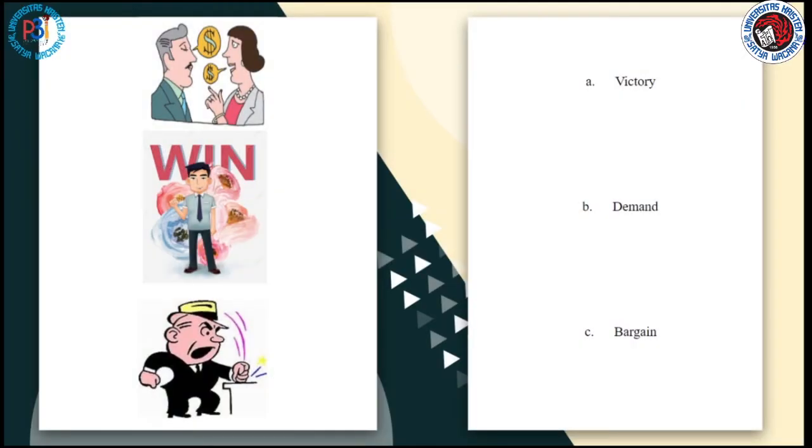Okay, the first thing first, we are going to do a matching game. You can match the picture with the answer on the right side. I'll give you some time. Okay, so the first one, the answer is Birkin. The second one is victory. And the last one is demand. That's the correct answer.